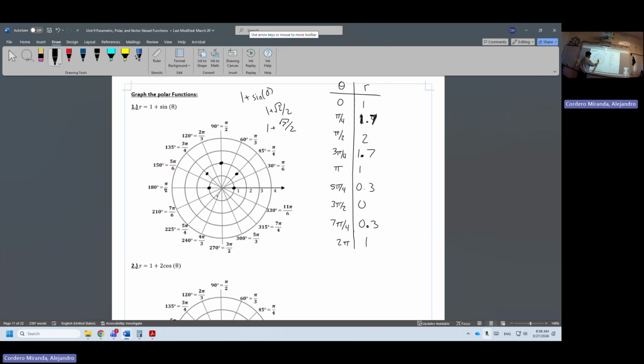Then 5 pi over 4 is 0.3, so not even to the first circle there. Then 3 pi over 2 is 0, so right on the origin. So that's called the pole on polar. Then 0.3 again, and then back to 1. So connecting all these, it would look like this, which kind of looks like a heart, which is why they call this a cardioid.